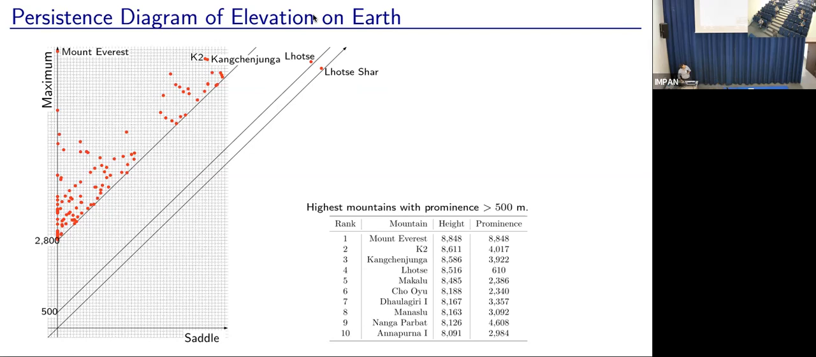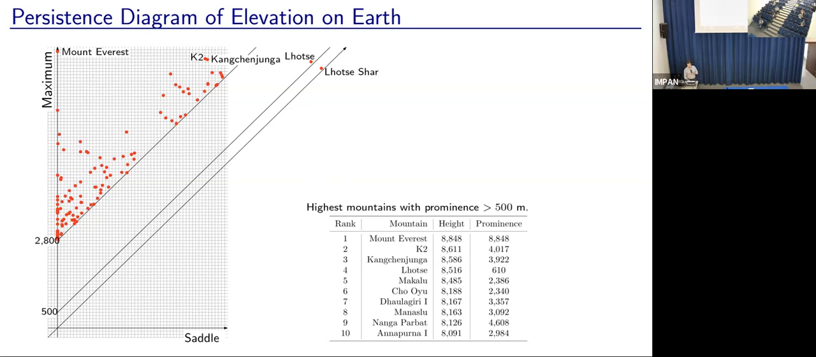Okay. Right. So in other words, lots of shards seem to be below the cutoff. Its prominence is something like 86 meters, so it's below the 500 meter cutoff, and so it didn't make this list. But once you have this persistence diagram, this way of representing the data, then you can slice and dice it in different ways.